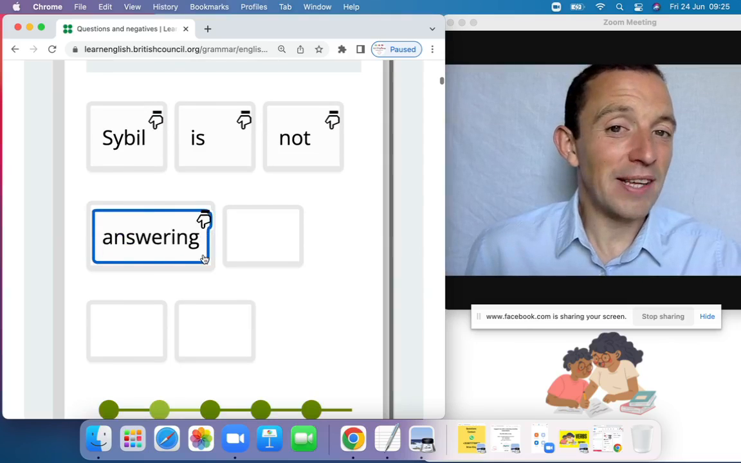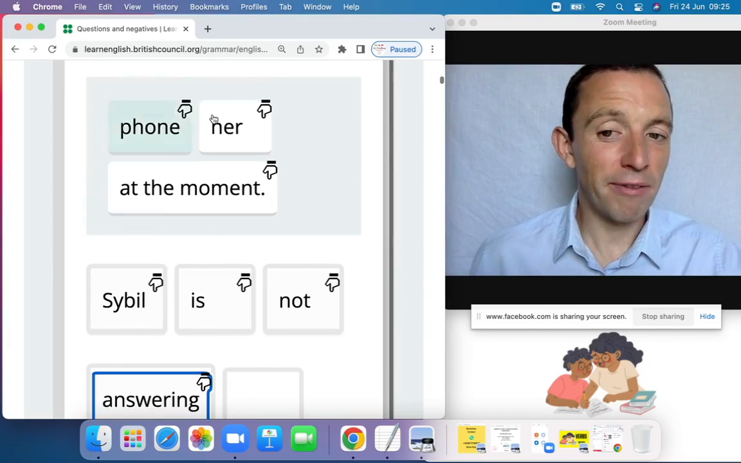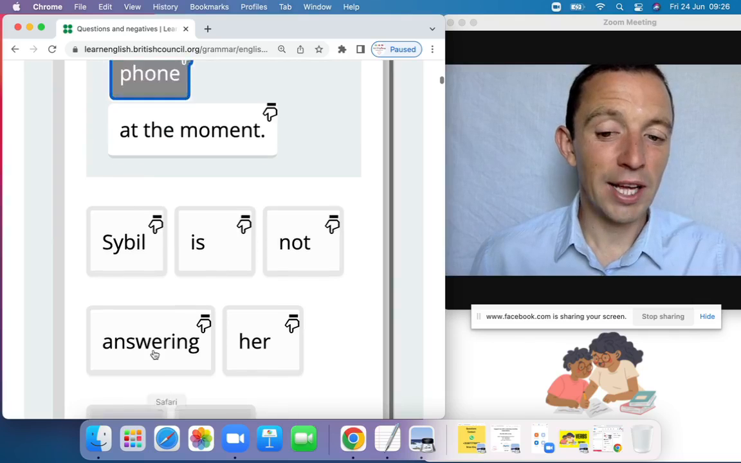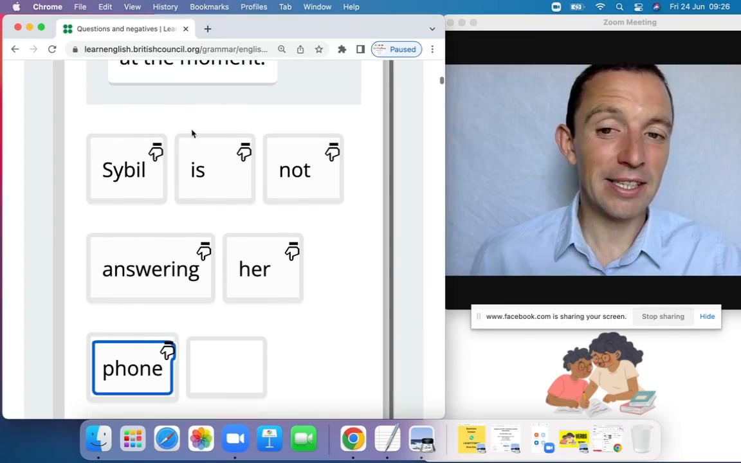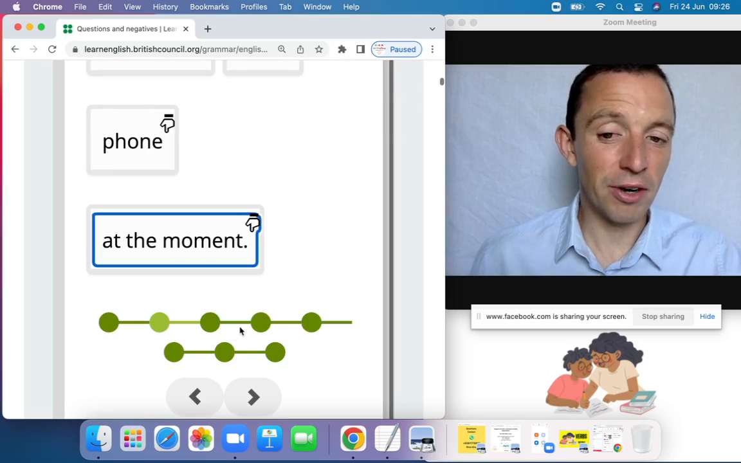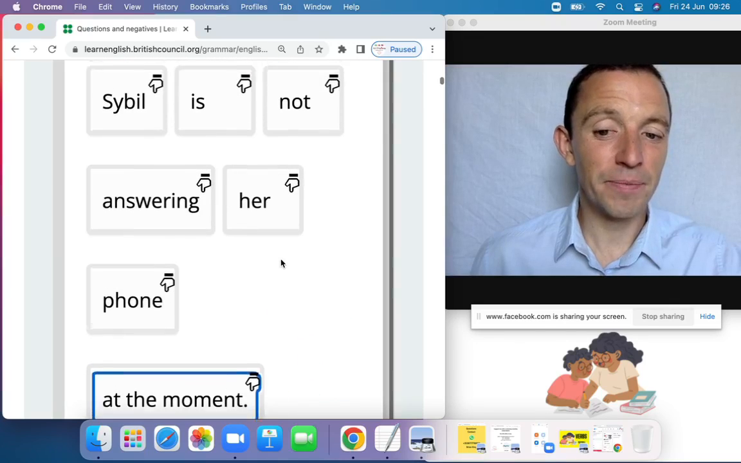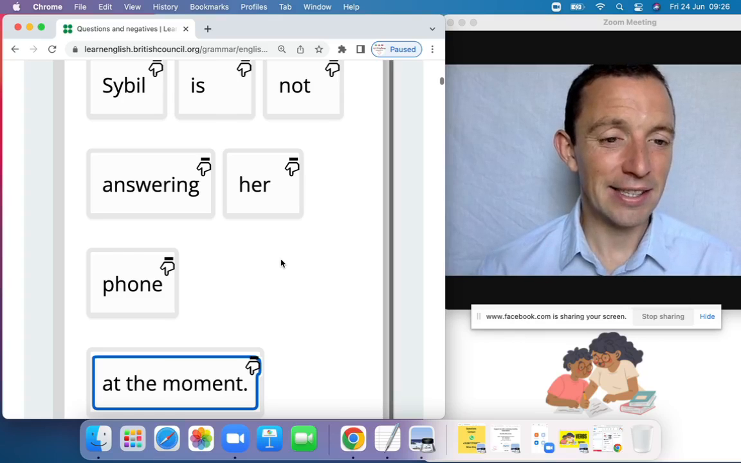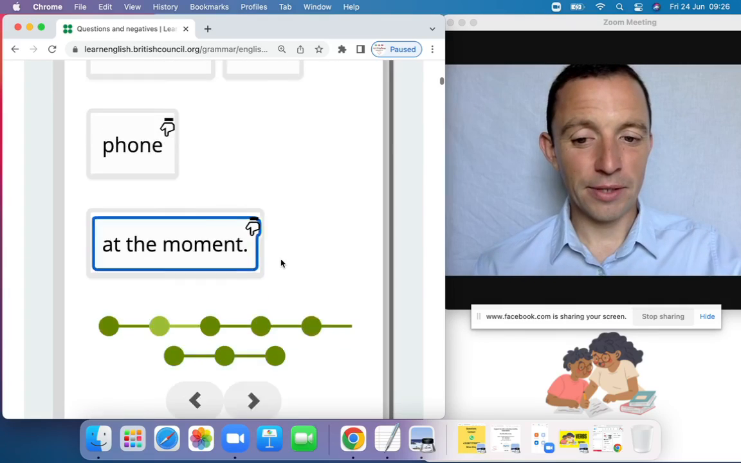Answering, what is the object? Her phone. So my phone, your phone, his phone, her phone. And the adverb is now, later, at the moment. So she's not answering her phone at the moment. For me, that's very, very good. It's the negative sentence. Okay, next.